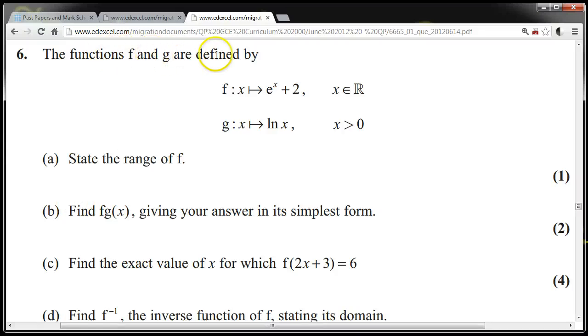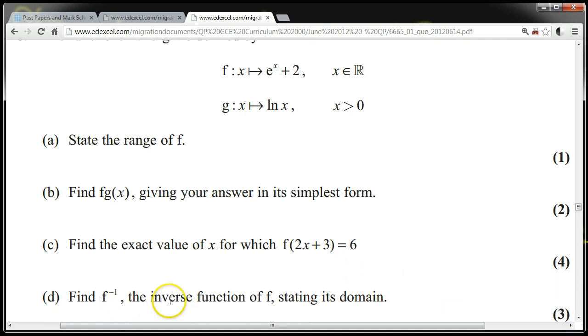The functions f and g are defined by f sends x to e to the x plus 2, and g maps x to ln x for x bigger than 0, and f was for all x on the real number line. State the range of f. Find f composite g of x, giving your answer in its simplest form. Find the exact value of x for which f of 2x plus 3 equals 6. Find f minus 1, the inverse function of f, stating its domain.